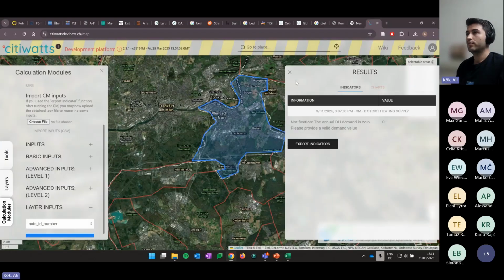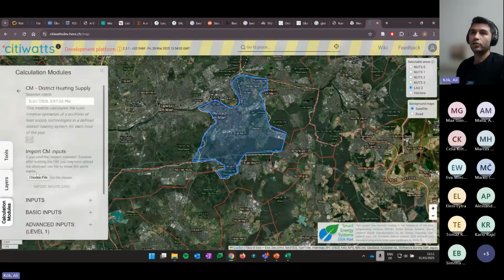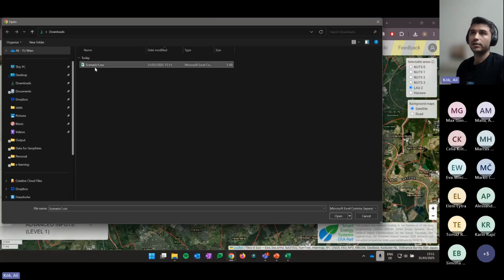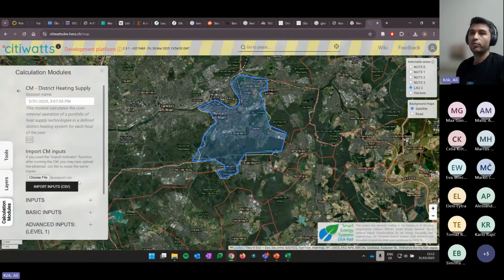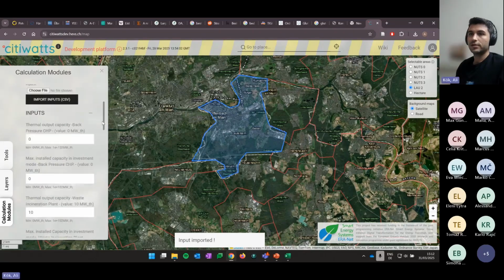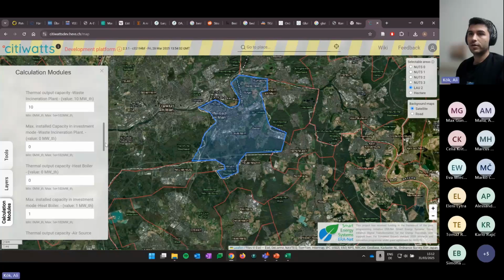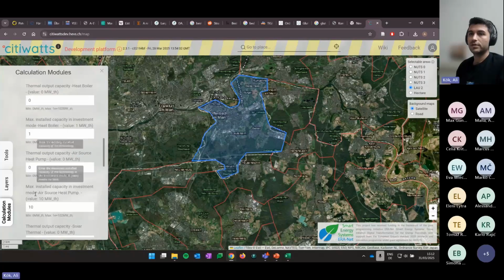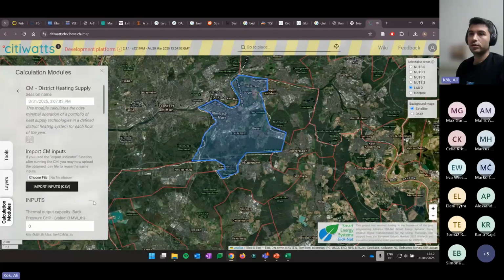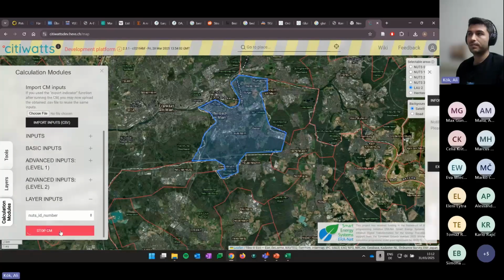Now I go to the platform. Here you have the import CM inputs. I click choose file, and here I have my file. I click open, and then you need to click import. You see this message that they are imported. If I click here, for the ones where I defined some installed capacities or maximum capacities, I see the values. So all the inputs are imported, and I click run CM.